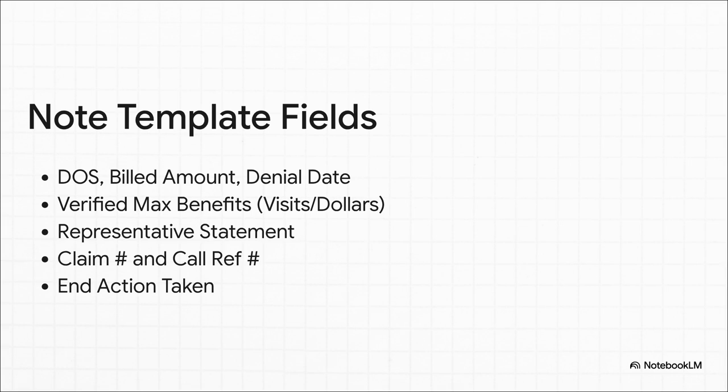You want to state the date of service, the billed amount, and the submission and denial dates. You explicitly document that you verified whether the limits were visit or dollar-based, plus exactly what the payer rep told you regarding the allowed amount and the exact date it was met. Always include the claim number and the call reference number. And finally, spell out your end action. Did you route it to be billed to the secondary payer, or did you bill the patient? Consistent, clear notes prevent duplicate work and guarantee accurate billing.